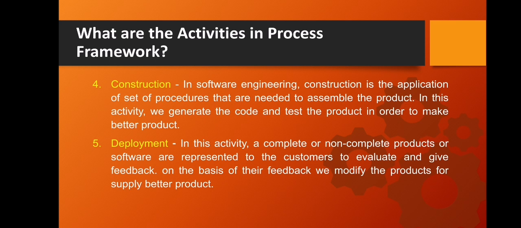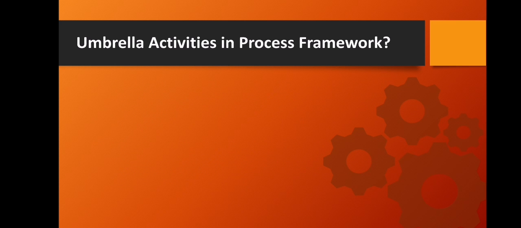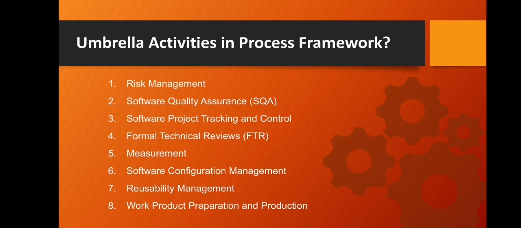Under these processes are the umbrella activities of the process framework. These are as important as the main activities in the process framework. There are 8 umbrella activities. Let us now discuss them one by one. First is risk management. Risk management assesses the risk that may affect the outcome of the product or the quality of the product.